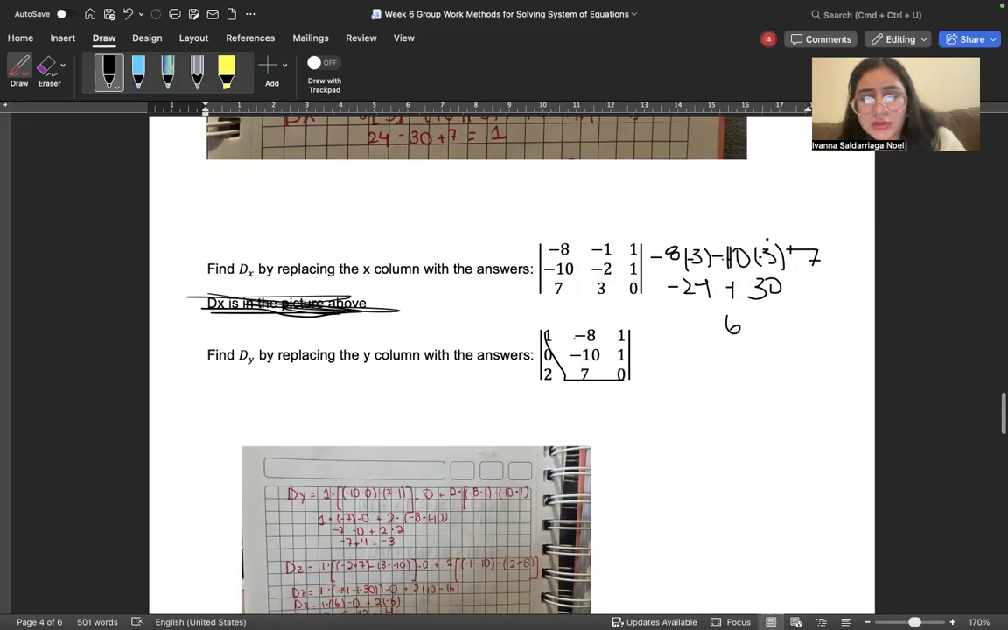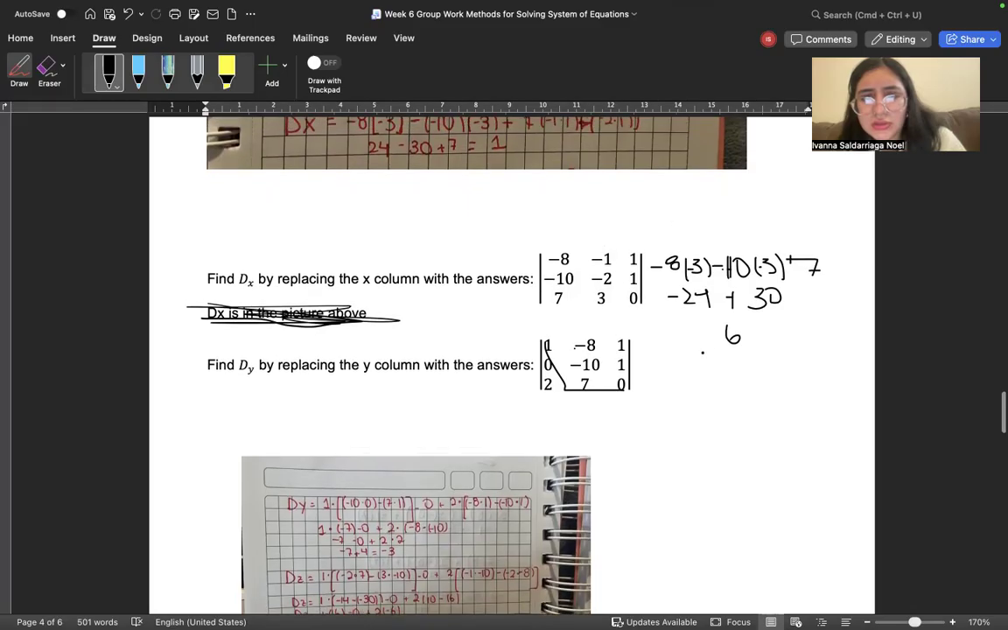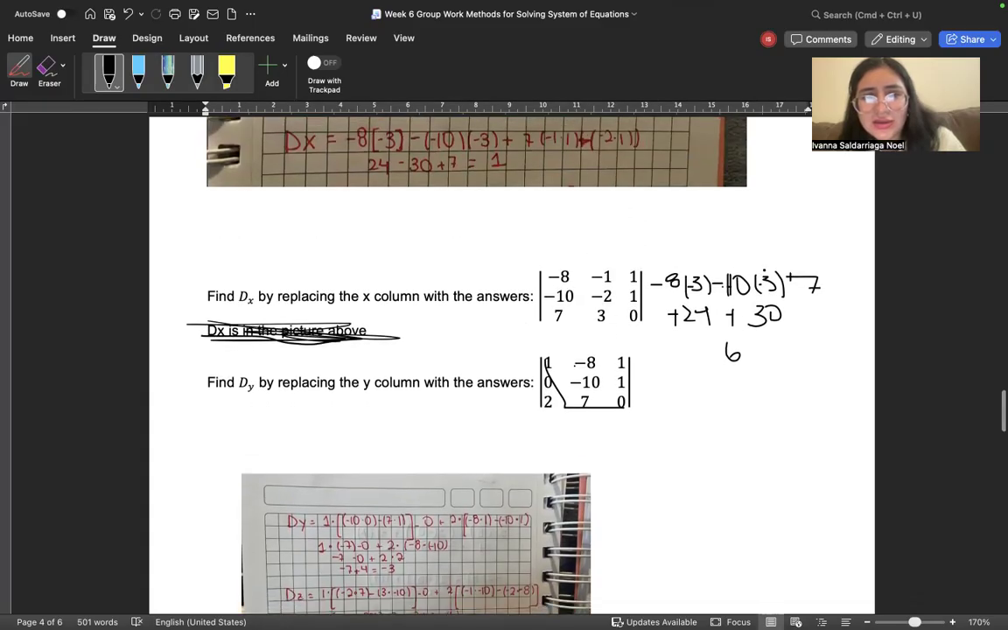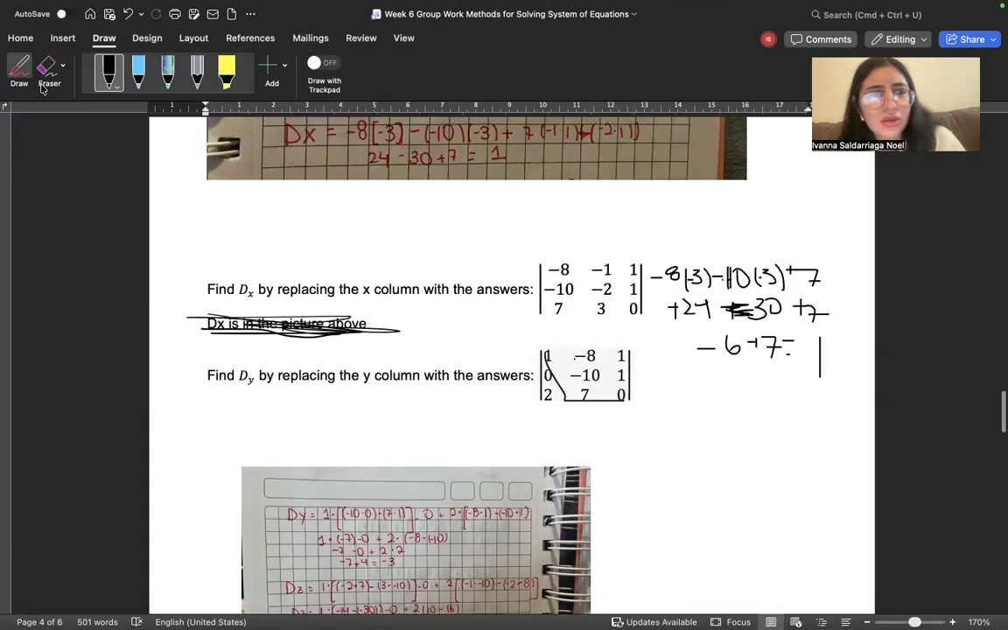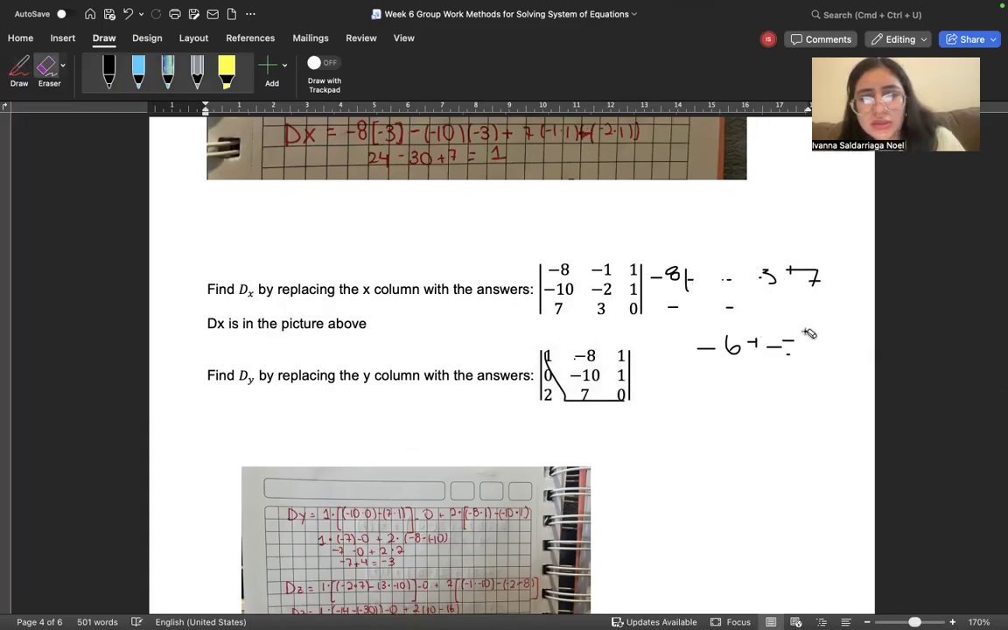Wait, what? Oh, sorry, the signs. Oh yeah, because this is minus is plus minus, yeah, sorry, my bad. Minus 30 plus 7. This will be minus 6 plus 7. It will be 1. Perfect. And now for y, we do the same thing.